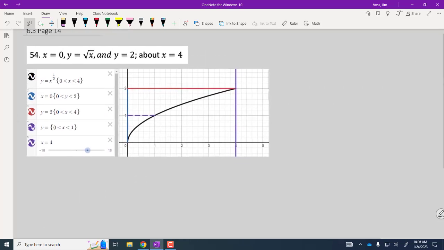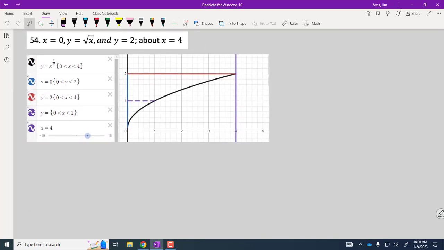Okay, so here's another one. Here we're going to go around the line x equals 4. So here is our rotation right there. So we've got our region that we're rotating. So our capital R, that's this region over here. It's bounded in between these three curves: x equals 0, y equals 2, and square root of x. So that region is bounded in between the three curves. We're going to rotate it around.